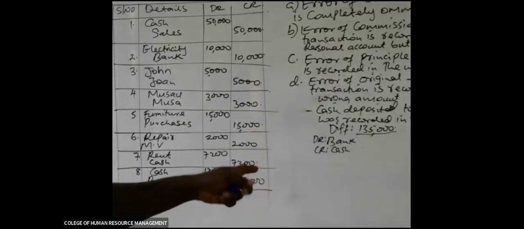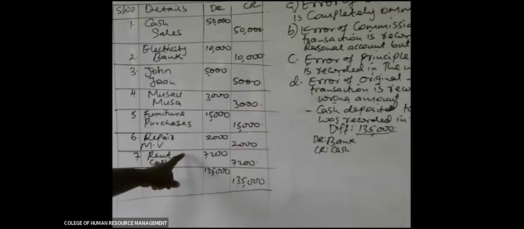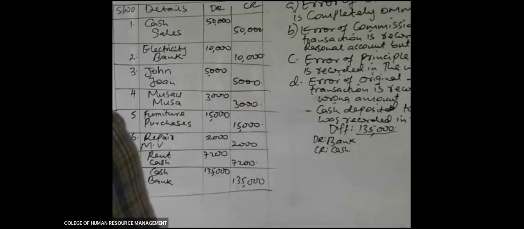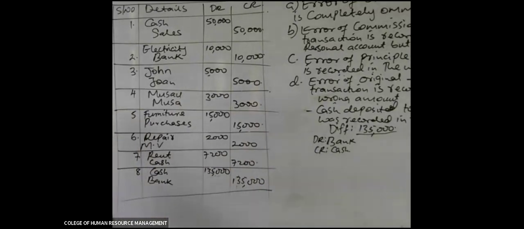This is an overcast. The other one that we did here, it was undercast. Undercast is like you are adding what was never recorded. But overcast, you reverse or you subtract the extra amount that was recorded in that account.